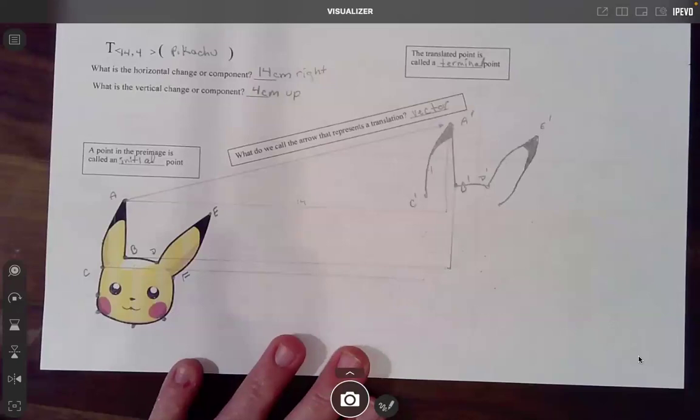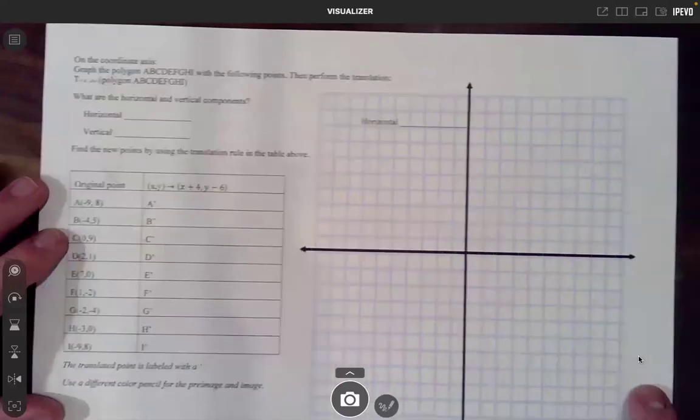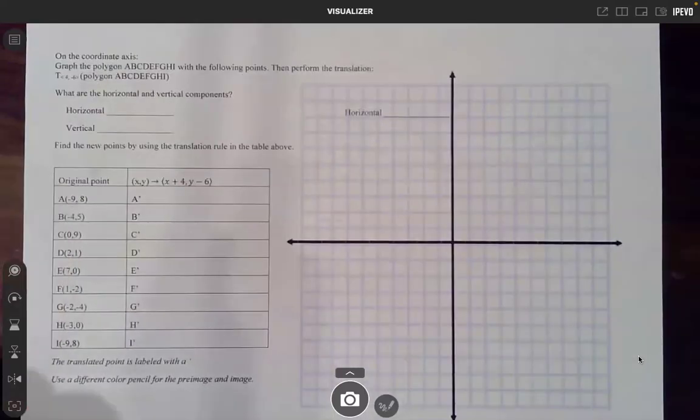That's a translation. Now, you can stop the video, finish this. When you're done, turn the video back on, and we are going to translate a polygon.